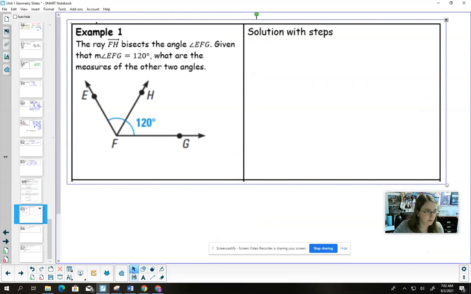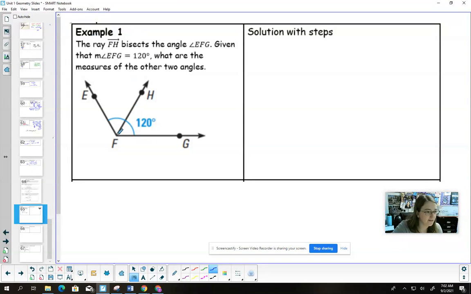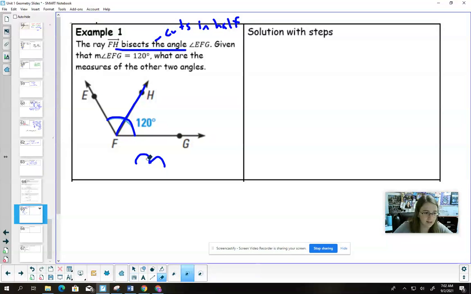So again, we're starting off super easy here. We are given that the ray FH bisects the angle. Once again, that means cuts in half. Very important to memorize that definition. Given that EFG, so this whole thing, is 120. If you see something like that where it's one curve, as opposed to two separate curves, this means the whole angle is 120. One big curve, EFG is 120. Otherwise, they'll try and separate it into two little chunks here.